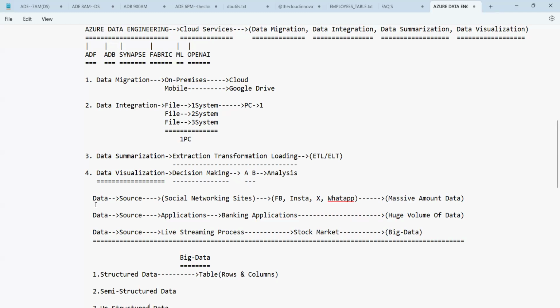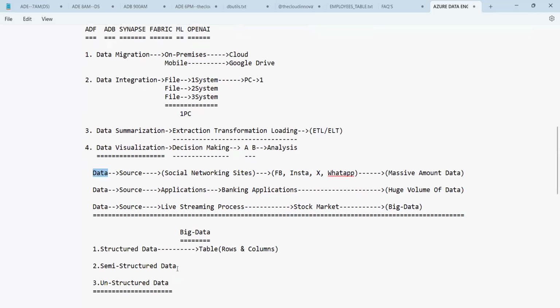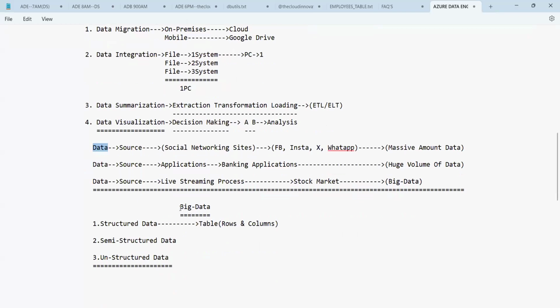All this can be done only when data is available. Data is available at the sources of data. These are the sources from where we can get the data. It can be social networking sites, banking applications, and live streaming processes. All this is called big data. Big data is structured data, semi-structured data, and unstructured data. That means big data is classified into three categories: semi-structured, unstructured, and structured data.